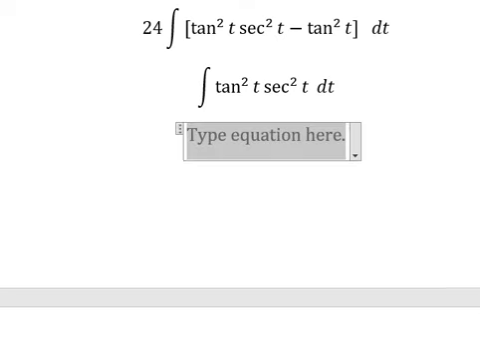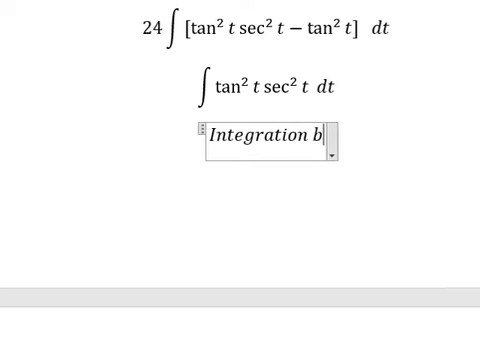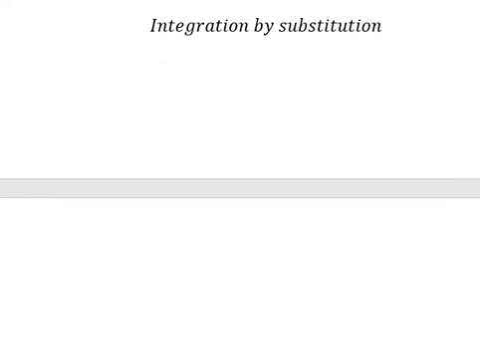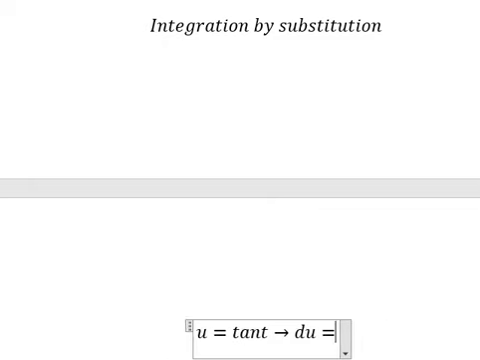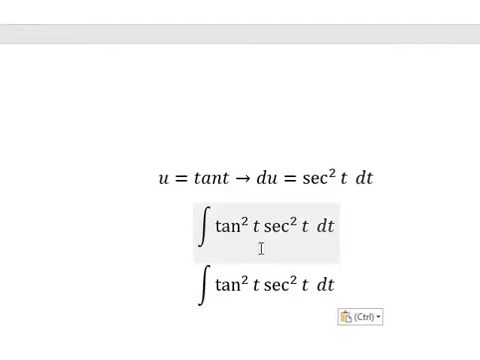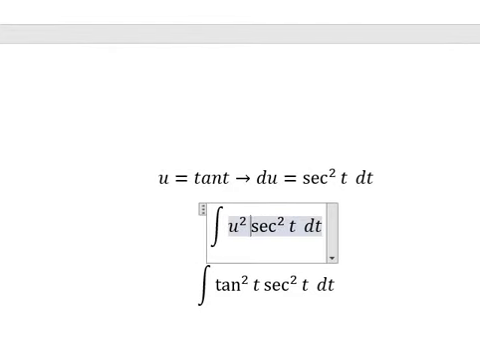So, we need to use integration by substitution. So, I will put u equals to tan t. Later that we do first derivative for both sides, and we have du equals to secant of t squared dt. So this one we change by u. Secant of t squared dt we change by du.